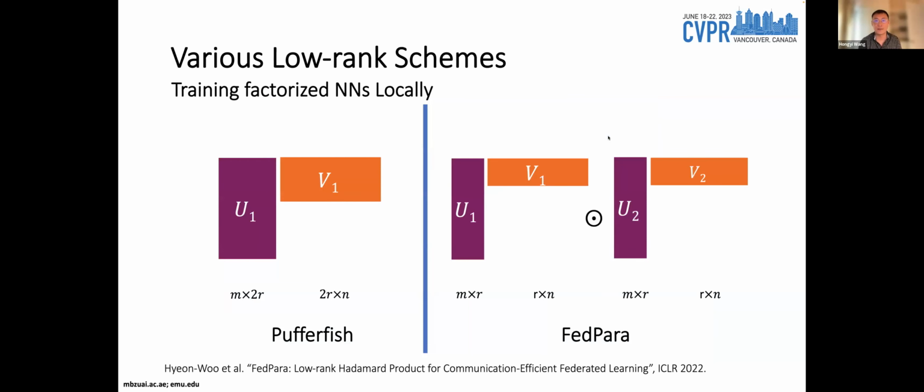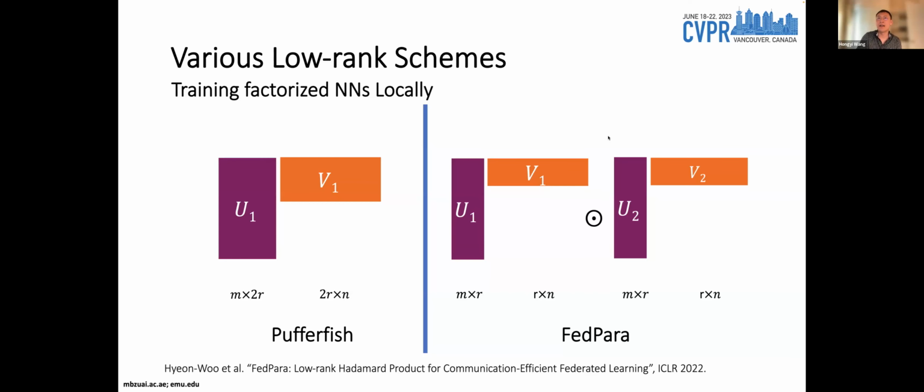So this one is called FedPara, published at ICLR 2022. Instead of just doing the normal low rank factorization scheme, it divides the low rank factorization even further. This work divides the rank into smaller rank pieces, and then the output of the smaller rank pieces is merged together using some element-wise Hadamard product here.